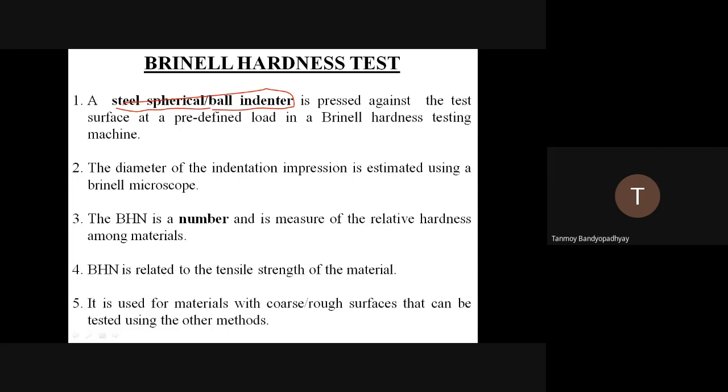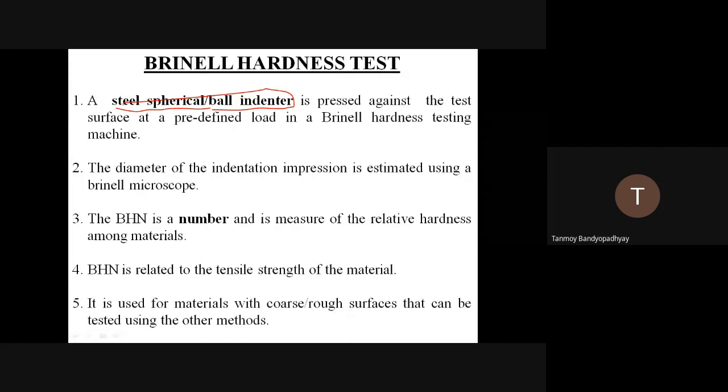The BHN is a number. The basic thing we discussed initially is that the hardness numbers we measure are relative measurements. That's a number I can use to compare two or three specimens, and it is a measure of relative hardness among materials. Suppose you have three or four materials with different values of the Brinell hardness number. You can say this material is harder than this, which is harder than this. But that is not a fundamental property which you can use in all your engineering calculations, as you do for Young's modulus. Young's modulus is something given in the problem, and you apply it. But the Brinell hardness number is not that. It's just a relative measurement between specimens.